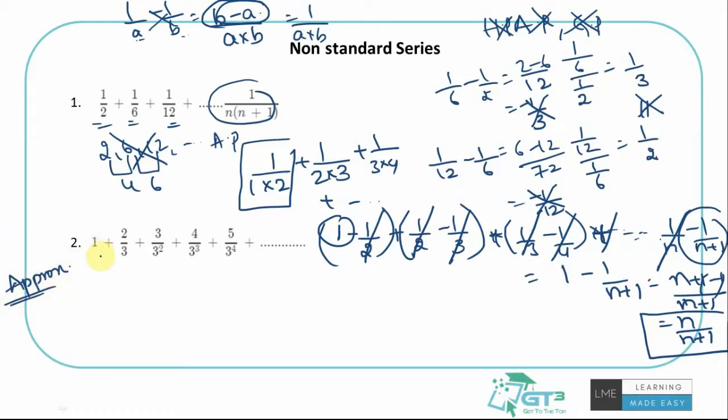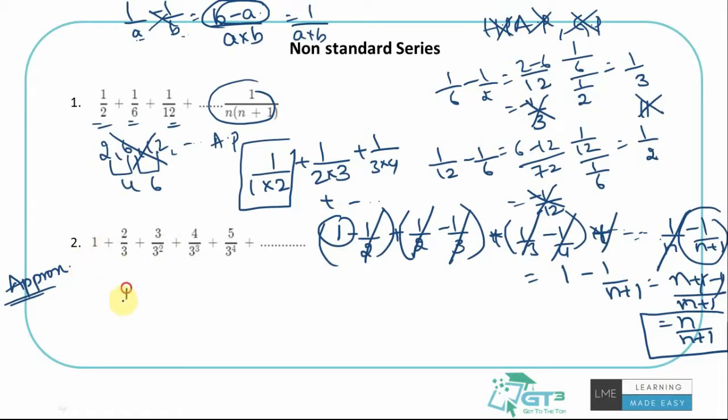This will be a decreasing series: 1 plus 2 by 3, 3 by 3 square, 4 by 3 cube, 5 by 3 power 4. You see, if it was just 1 plus 1 by 3 plus 1 by 3 square plus 1 by 3 cube plus 1 by 3 power 4, this could have been a simple geometric progression to infinite terms. But this is not. I can also go ahead and do this in this way.